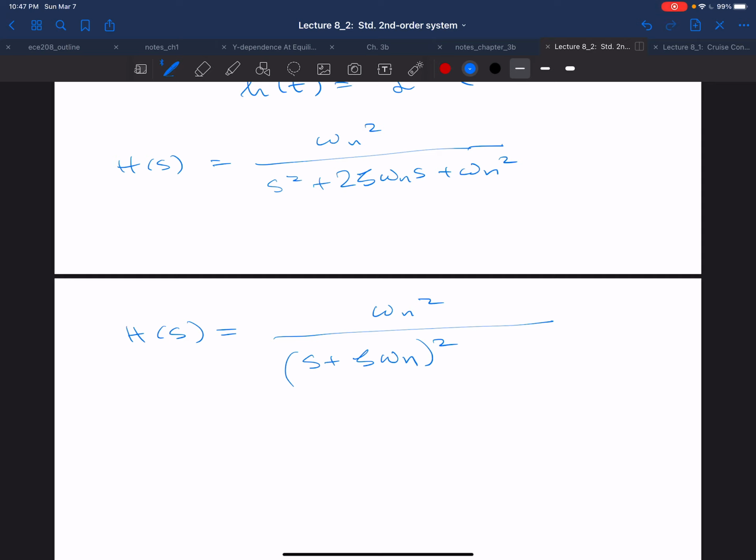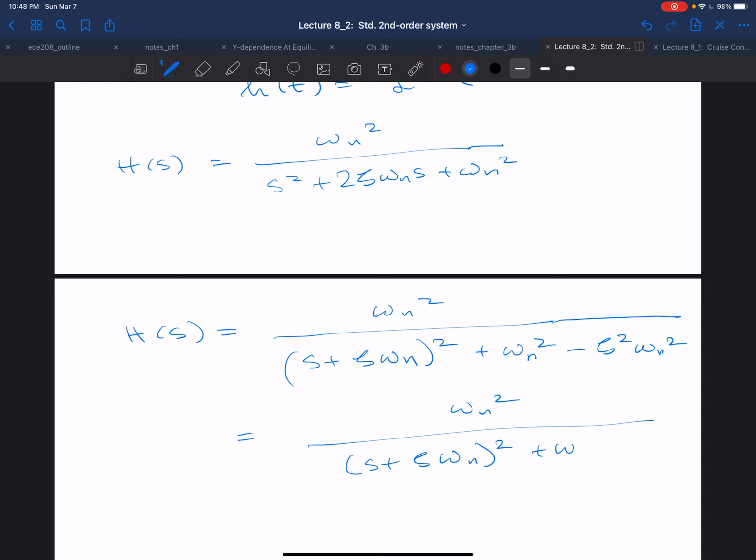Okay. Then we'll take s plus zeta omega n squared to give us the first two terms in our quadratic, and then we'll have to subtract zeta squared omega n squared. So we'll end up with omega n squared over s plus zeta omega n squared plus omega n times the square root of 1 minus zeta squared.